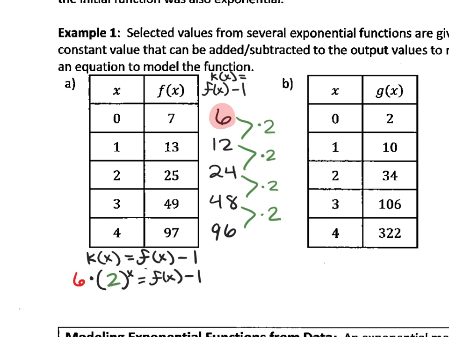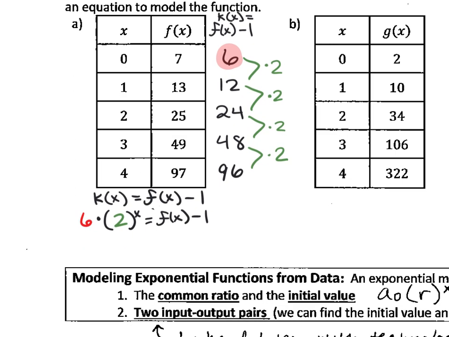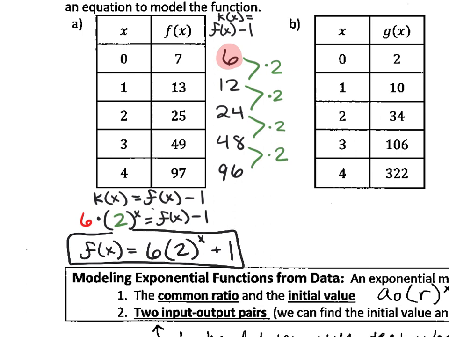If I wanted a formula for the actual original function, I just need to solve for f of x. What do I have to add to both sides to get f of x by itself? I just have to add 1 to both sides. So we would say that f of x is actually equal to 6 times 2 to the x power, all of that plus 1. Notice it's back at the end. I don't actually add it with either of those two numbers because when we did vertical transformations, it was always tacked on the end of the function.